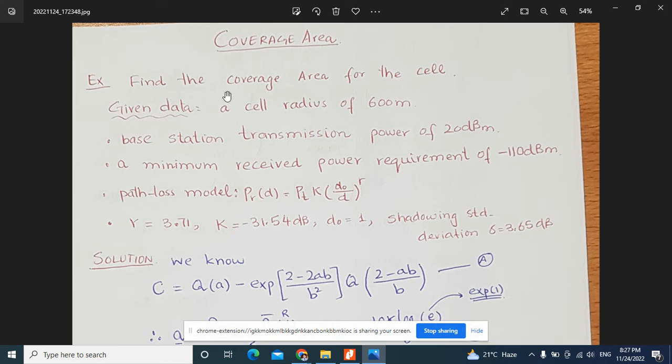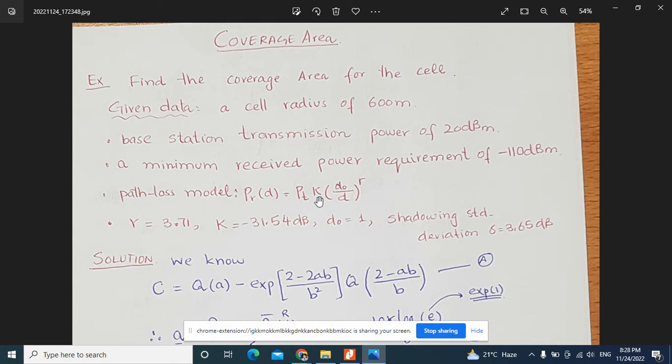The example is: find the coverage area for the cell, and this information is given: a cell of radius 600 meters, base station transmission power of 20 dBm, and a minimum received power requirement of minus 110 dBm. The path loss model is PR(d) = PT K (d0/d)^gamma. Keep in mind that for this type of example, the path loss model is given, so you have to use this path loss model.